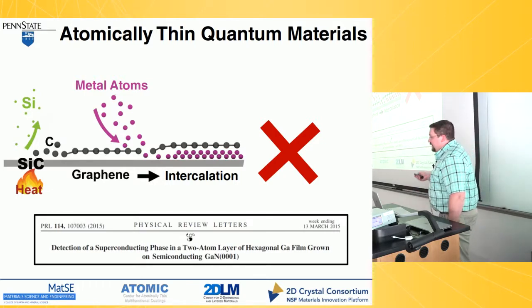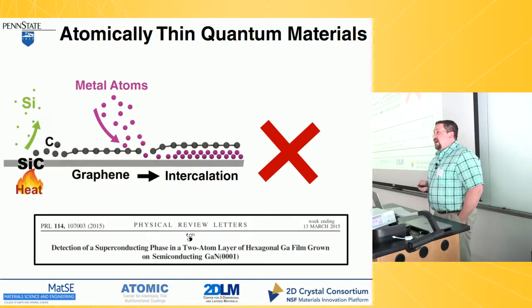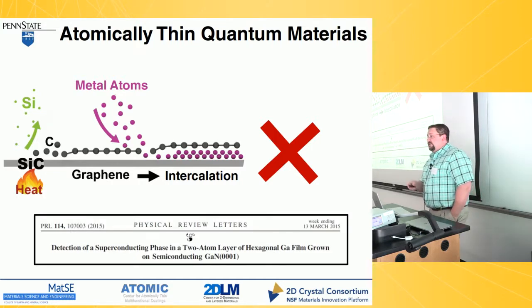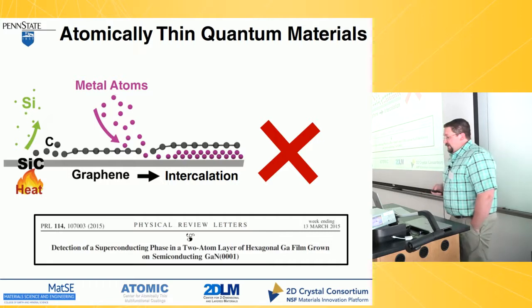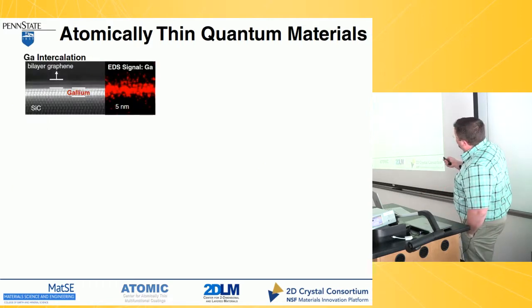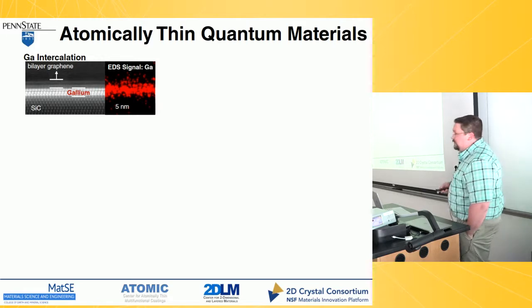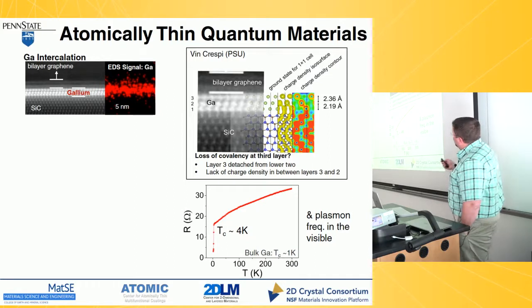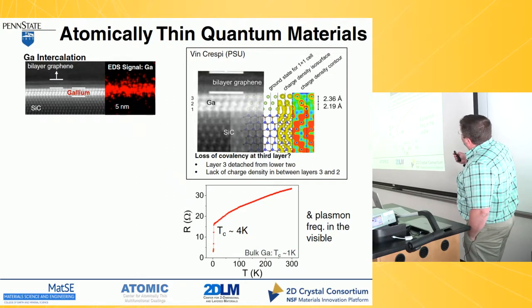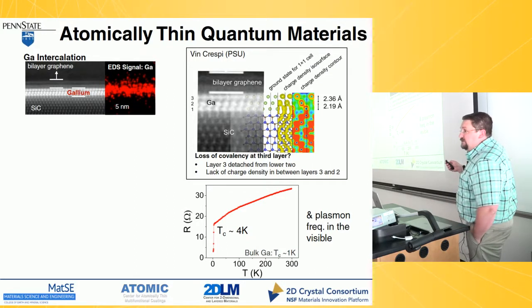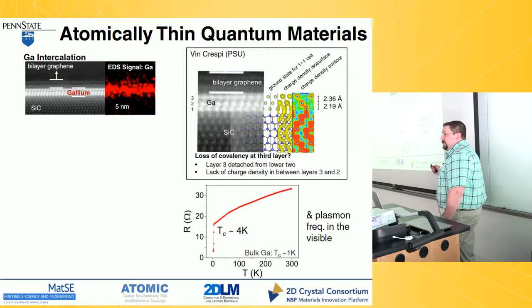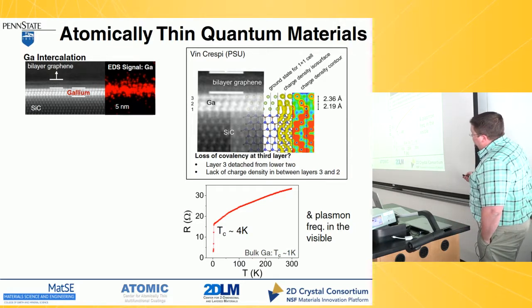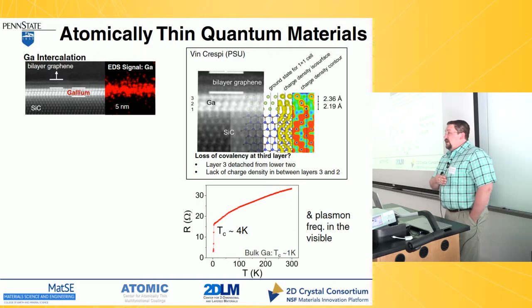So superconductivity could potentially be pushed up to 5 Kelvin or so. Here's our three layers, three atoms of gallium, with graphene on top. There's a TEM of the gallium itself. Vin Crespi did some modeling for us to show that these gallium layers are in fact not equally spaced, so the covalency changes as a function of layer thickness. And we've got a Tc on the order of about 4 Kelvin, compared to 1 Kelvin for bulk gallium.